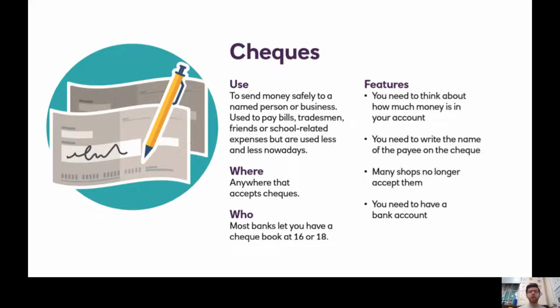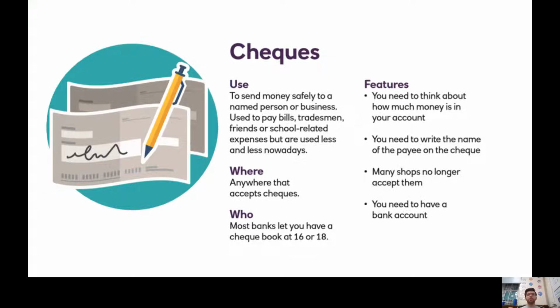And then the main features of checks, you need to think about how much money is in your account. So if I write a check for £100 to Lilla, for example, and I don't have £100 in my account, then the check's going to what's called bounce, which means that Lilla will cash it in, but I don't have enough money to pay it, therefore it can't get taken out of my account. So you need to think how much money is in your account before you give someone a check.